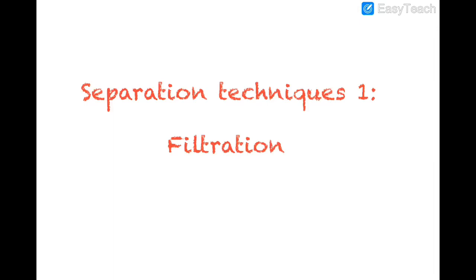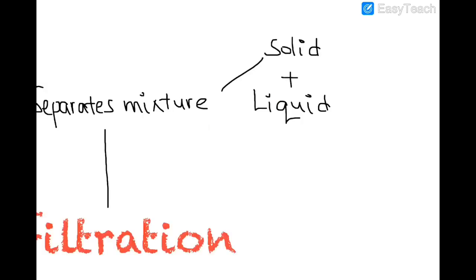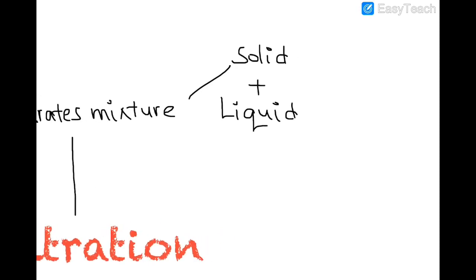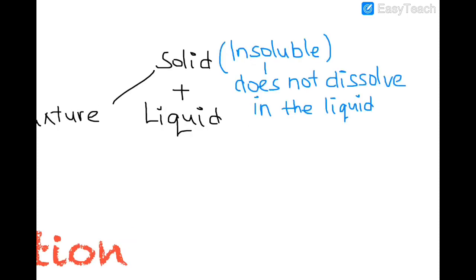Hi guys, so in this video we're going to learn about the first separation technique. This is filtration. So let's see how we use filtration. Filtration is used to separate a mixture that contains a solid and a liquid. But the solid should not dissolve in the liquid, which means that the solid will be insoluble in that liquid. For example, tea leaves are insoluble, so you can separate tea leaves from water by filtration.